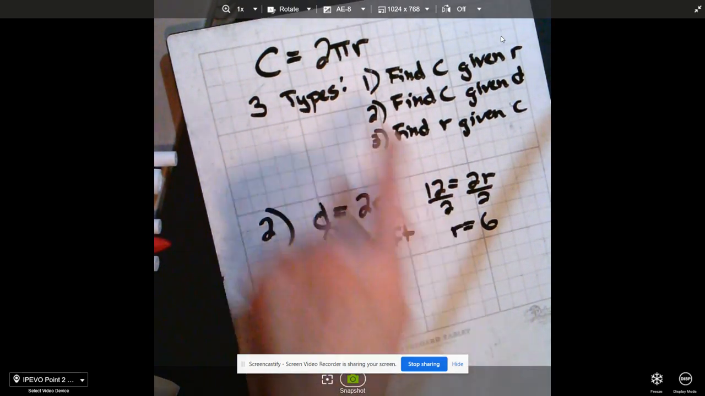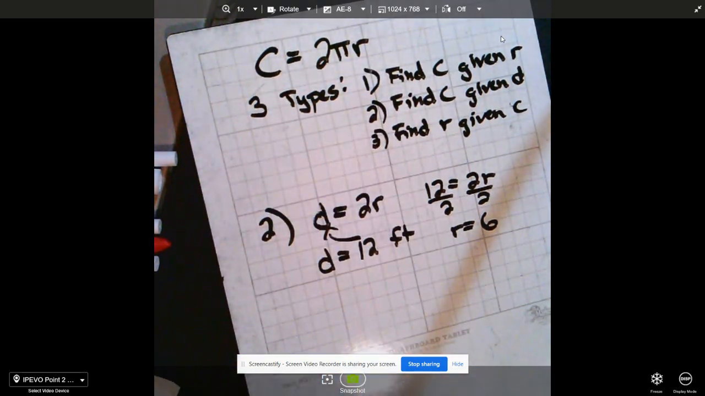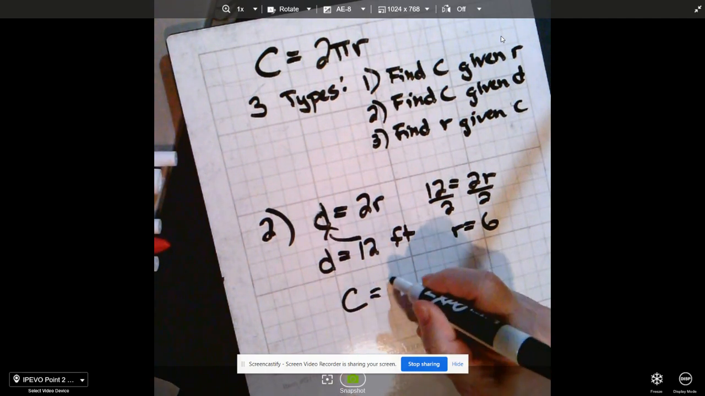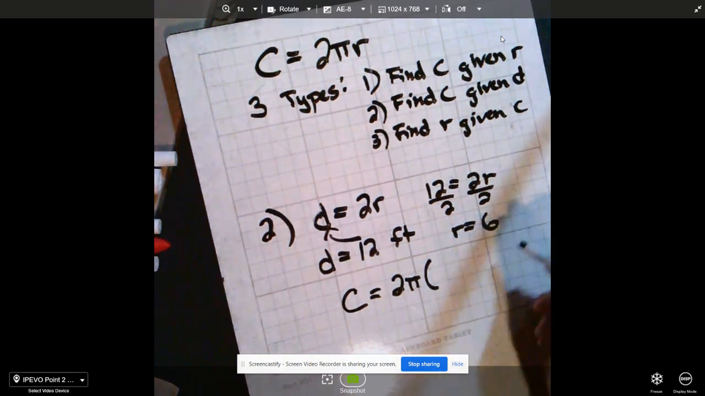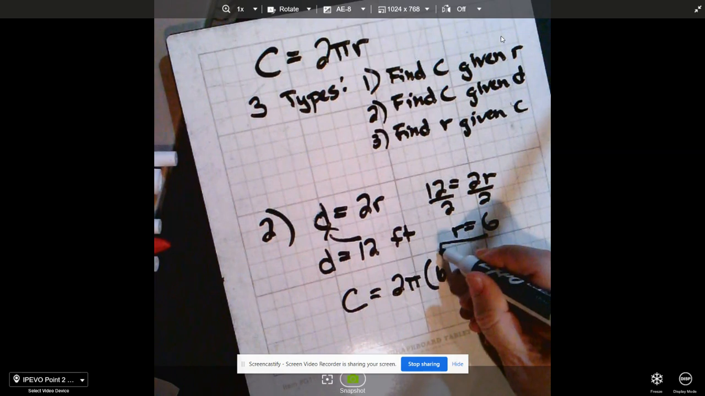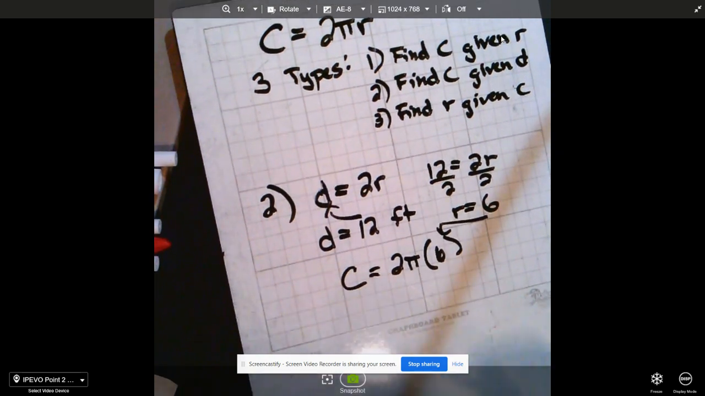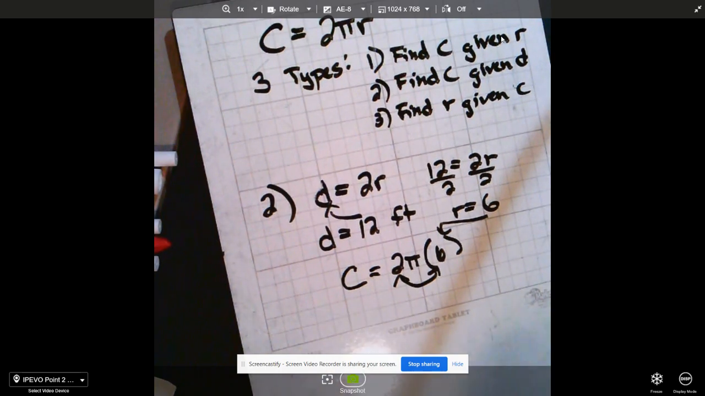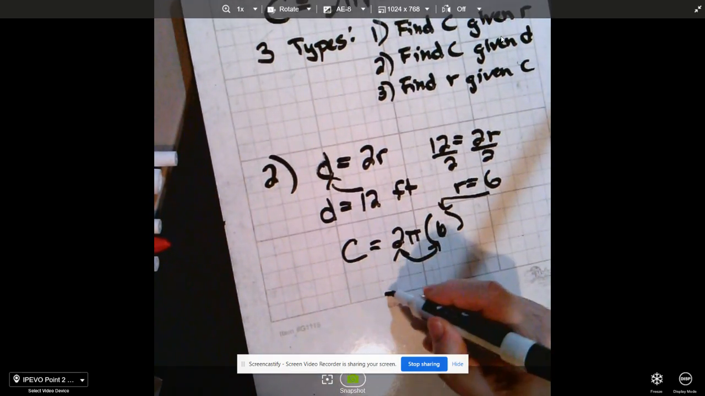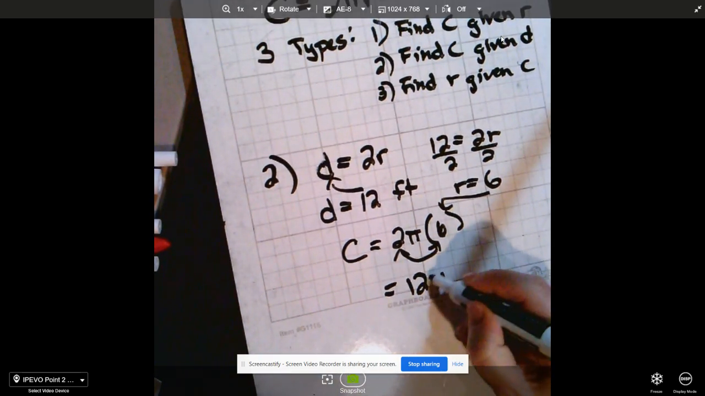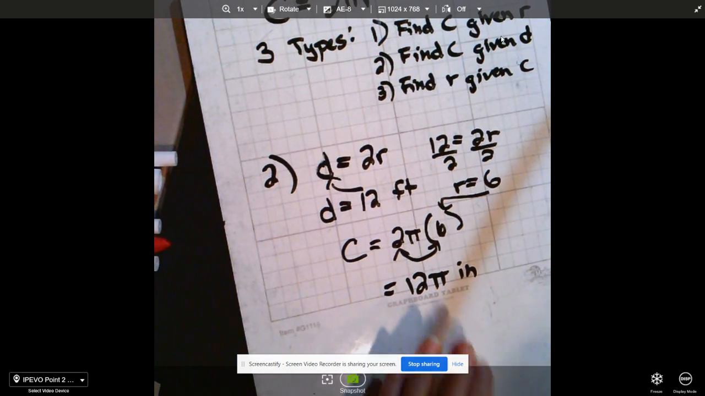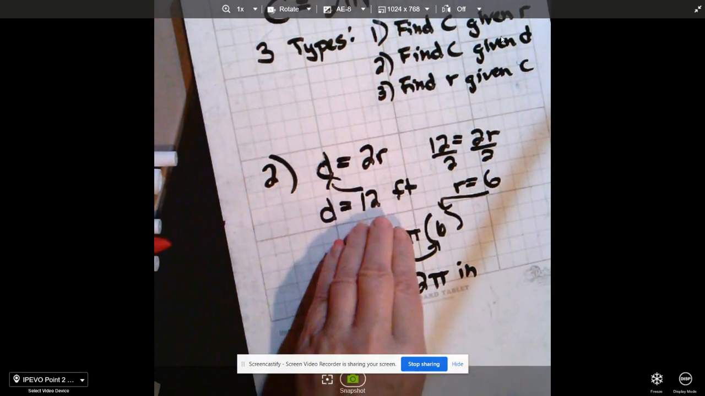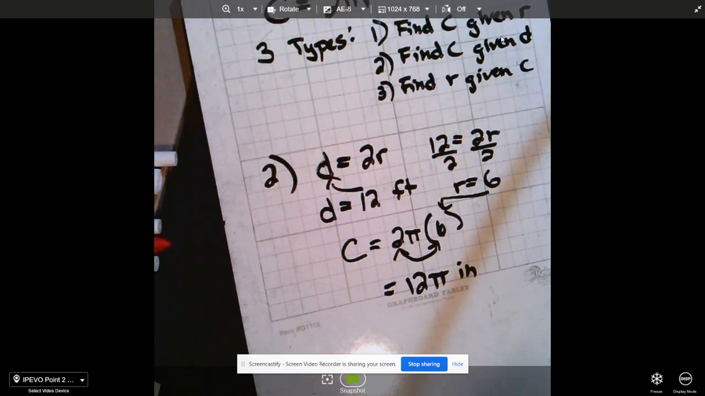Now that I have the radius, I can go ahead and plug it back into this formula. Circumference equals 2 pi times 6 because I found the radius was 6. Again, pi is going to be in my answer, so I'm just going to multiply the 2 and the 6 together. So my answer will be 12 pi inches. So the circumference of a circle with a diameter of 12 feet is 12 pi inches.